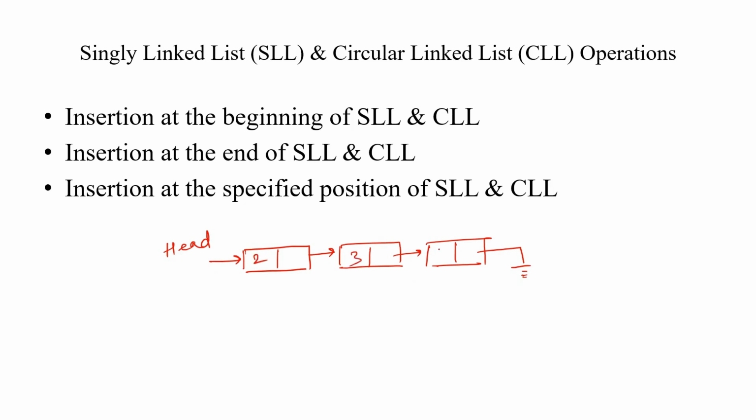The first field will contain the data and the second field will contain the address of the next node. Again, in the second field, we will have the address of the 4. And here, the last node will contain the null pointer. This is the single linked list. And if we connect the last node with the first node, instead of a null pointer, then it will become a circular linked list.